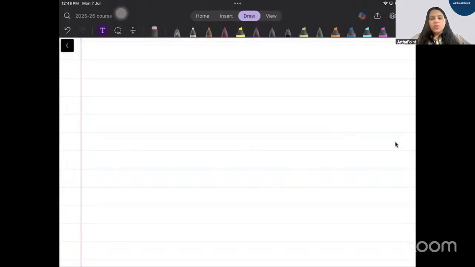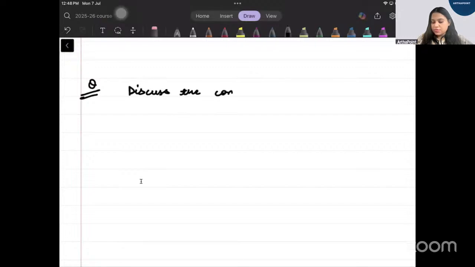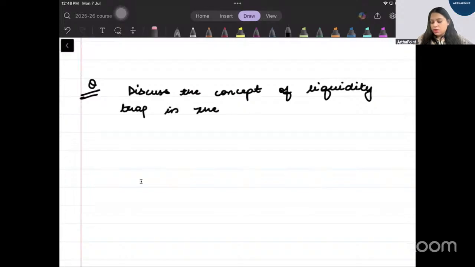So the first thing, let's look at the question first of all. The question said: discuss the concept of liquidity trap in liquidity preference model of interest.